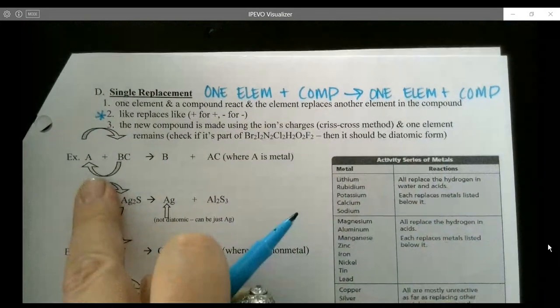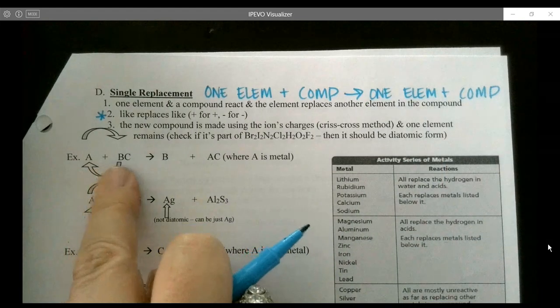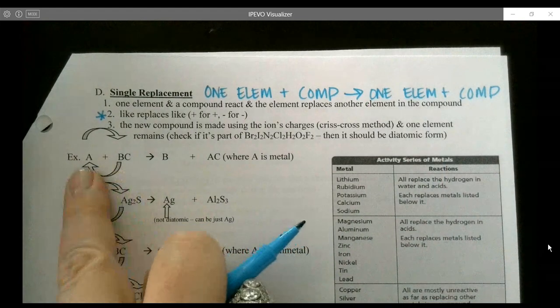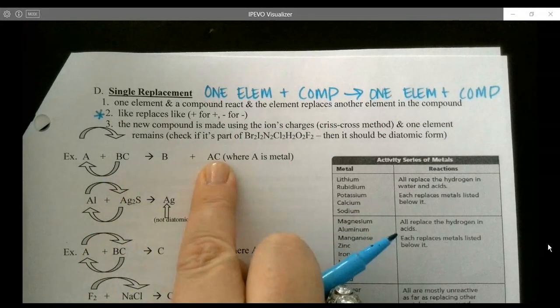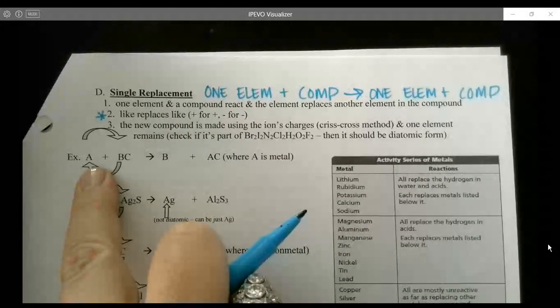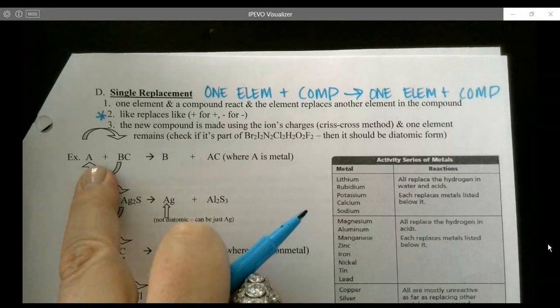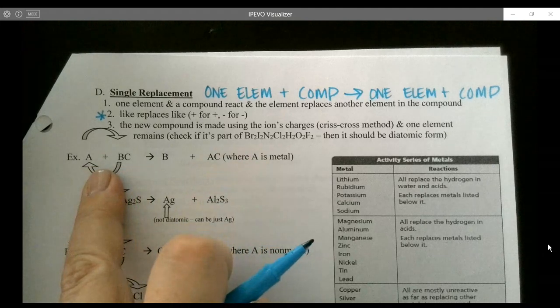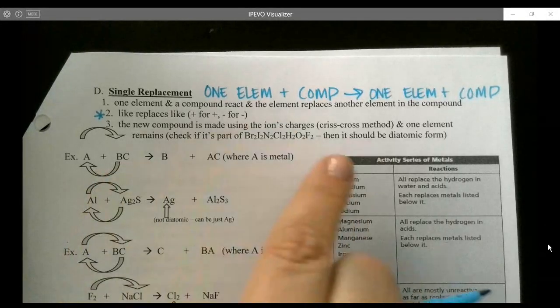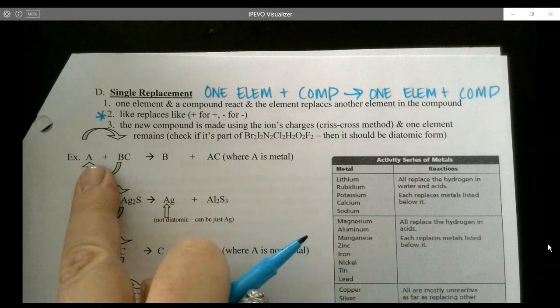Okay? So, in other words, we're looking at A plus BC. A single element plus a compound is going to produce a single element and a compound. But you've got to check and see what A is. Get out your red periodic tables. Flip them over to the side that's marked periodic table of ions, and look up what kind of element A is. Is it on the metal side? Is it going to take a positive charge? Or is it on the non-metal side? Is it going to take a negative ion charge?